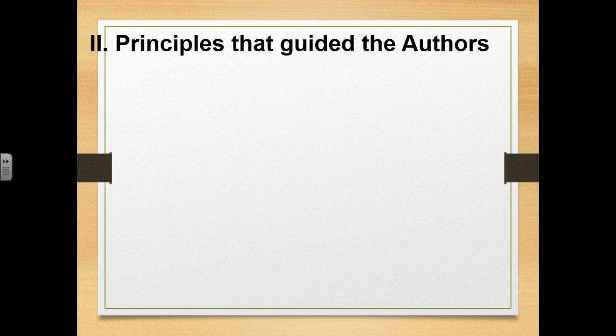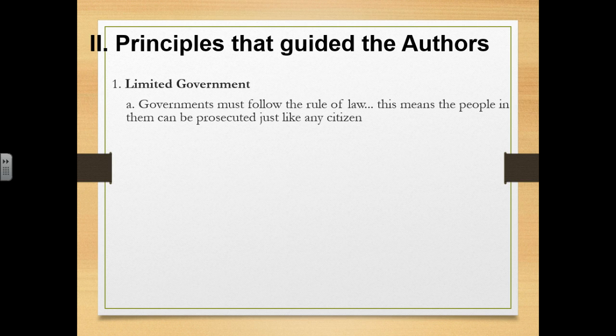So there are a few principles that guided the founders when they were writing this Constitution. The very first is called limited government. Basically, governments must follow the rule of law. That means that the people who run the government can be prosecuted for crimes as well.